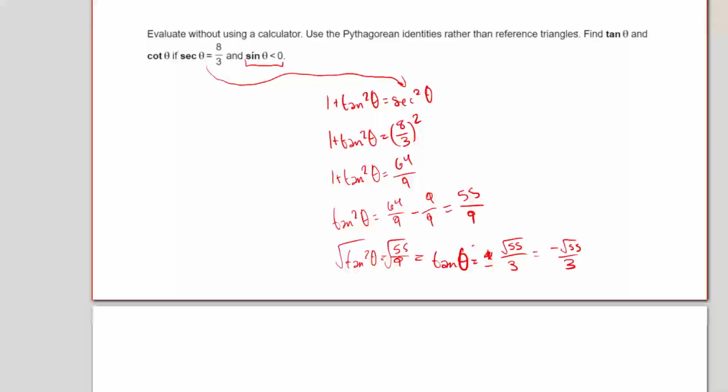okay. Now we have to think, now that we have our tangent value, what can we use to get cotangent? Remember that cotangent of theta is equal to 1 over tangent theta. So we can just flip this fraction and we'll get that cotangent of theta is equal to 3 over negative square root of 55. And then we can multiply on the top and bottom by negative square root of 55, so that on the bottom the square roots cancel out and we just get a 55. And then on the top we get negative 3 square root of 55. And this will be our answer.